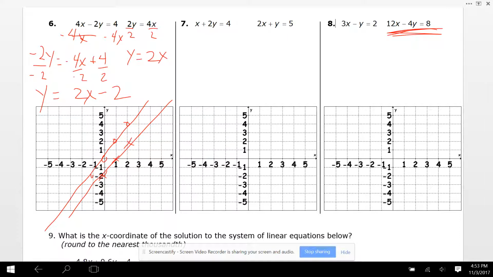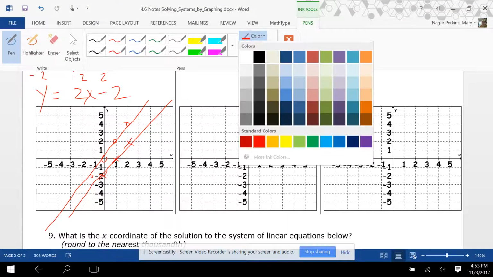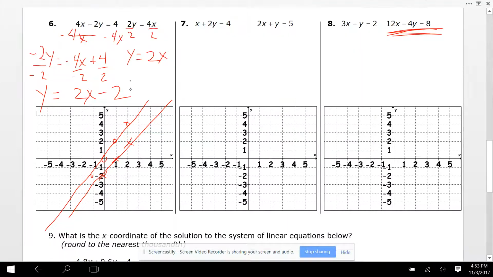Okay, so I'm going to write that down. Y equals 2x minus 2 and y equals 2x. And why do I think they're parallel? Because I drew it. What's the other reason? Same slope. Parallel. No solution. I'm just going to tell you that that's what it is. So, no solution because they're parallel, because they have the same slope.